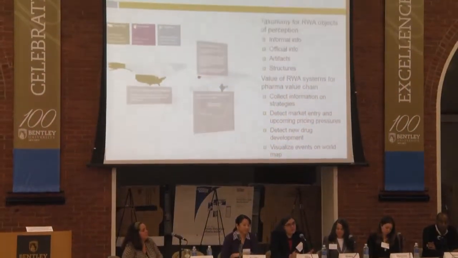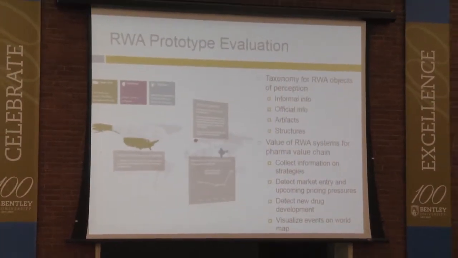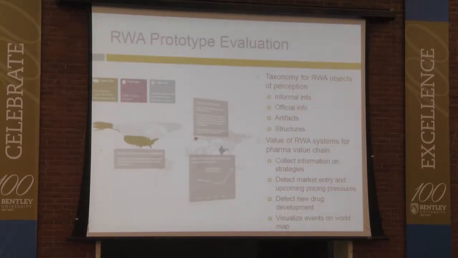It's actually a world map with events that pop up. If you have a competitor that introduces a new drug, you're going to get an alert. If a regulatory agency in a certain country approves a generic drug, you're going to get an alert. So all the information you collect can be mapped. So depending on your area of focus, you can focus on a specific geographic area, or just view the entire world at a time.